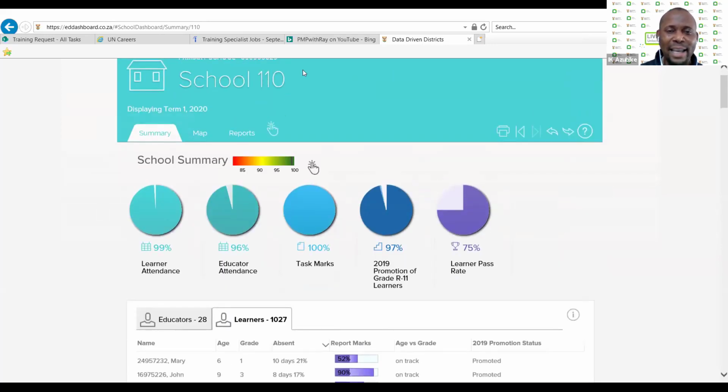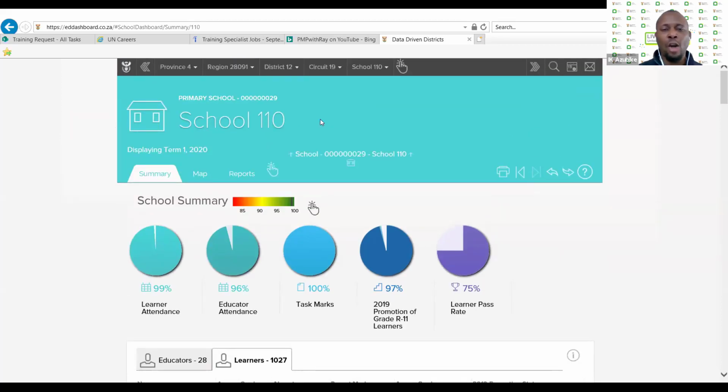Now, can we see here? I'm just going to refresh this page so it doesn't kick me out. Okay, I can see that we are still fine. Now, colleagues, when you log in as a school principal or educator or HOD, whatever your designation is, once you log in to your school dashboard, the first thing you will see is this page. That's the landing page. It will have your school name, that's school 110, your MS code, the date, and the term it's displaying. Now, what we are looking at is the learner attendance, which is this.